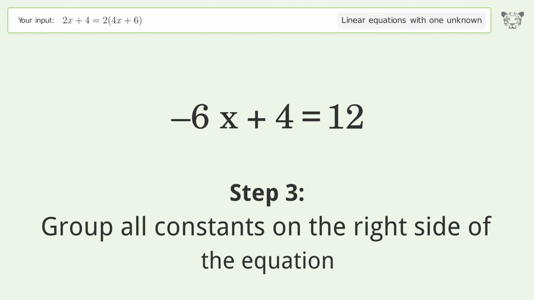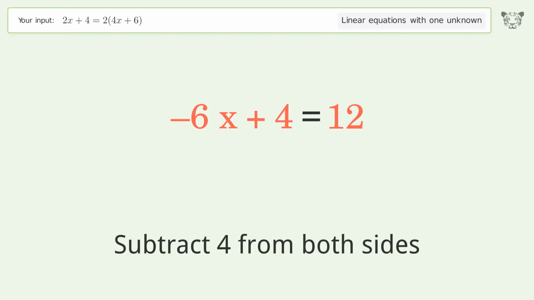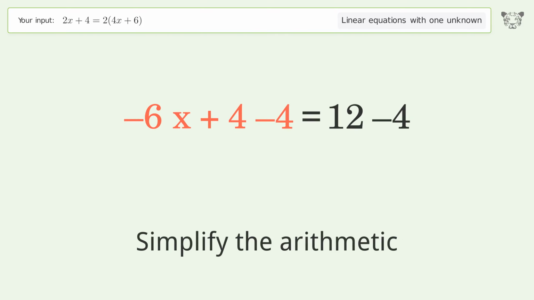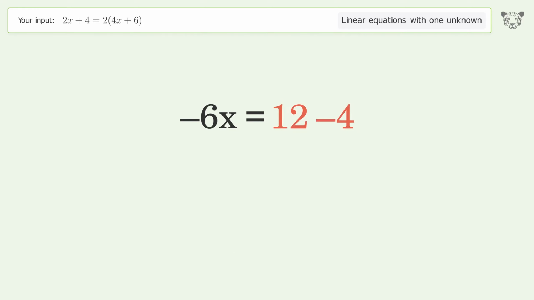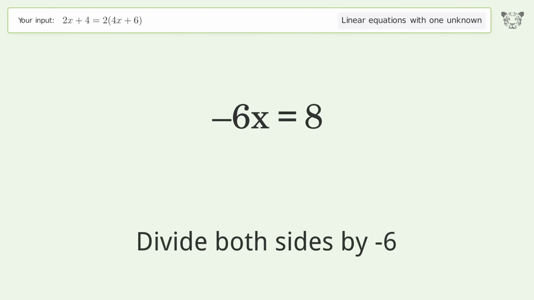Group all constants on the right side of the equation. Subtract 4 from both sides. Simplify the arithmetic. Isolate the x. Divide both sides by -6.